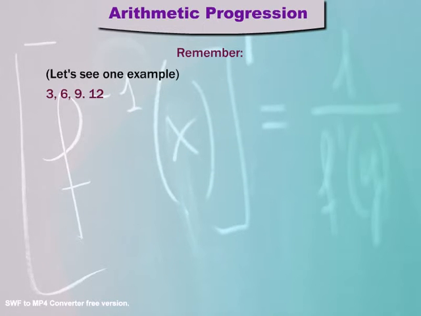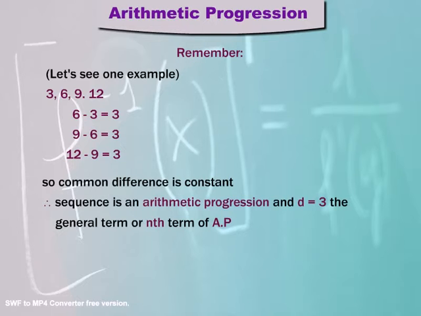Let us look at an example. 3, 6, 9, 12. Here 6 minus 3 equals 3, 9 minus 6 equals 3, 12 minus 9 equals 3. So the common difference is constant. Therefore the sequence is an arithmetic progression, and d equals 3. The general term or the nth term of an AP.